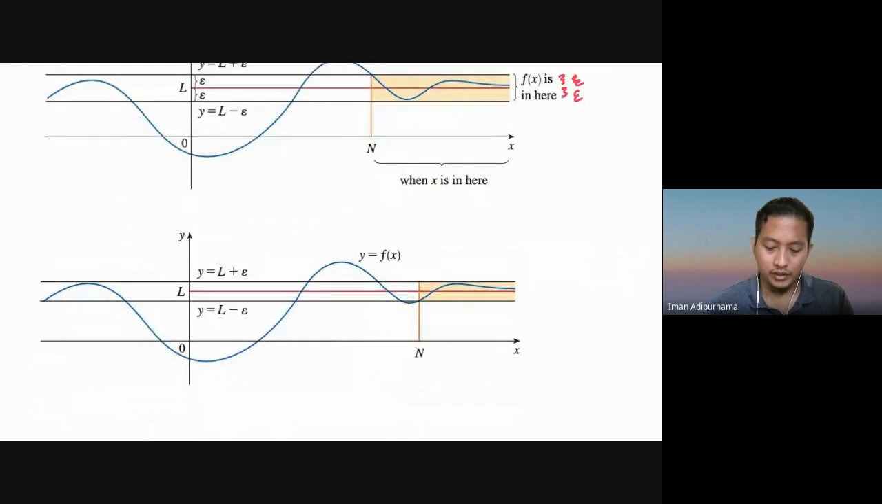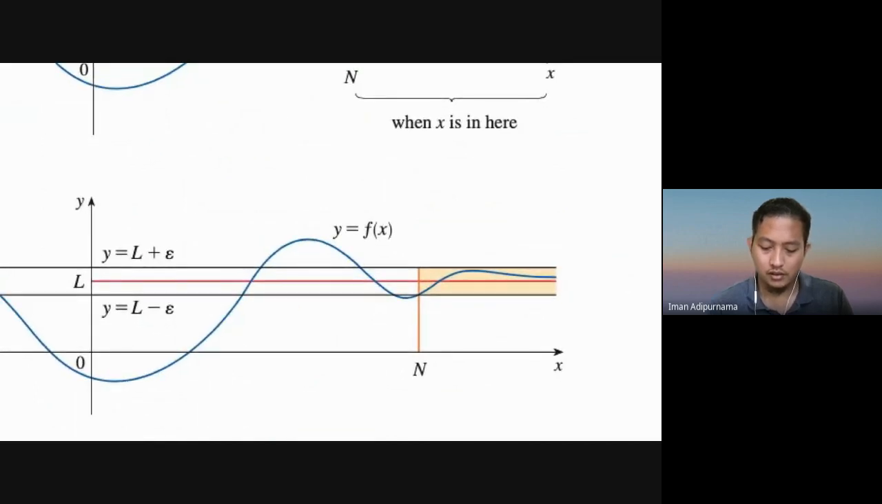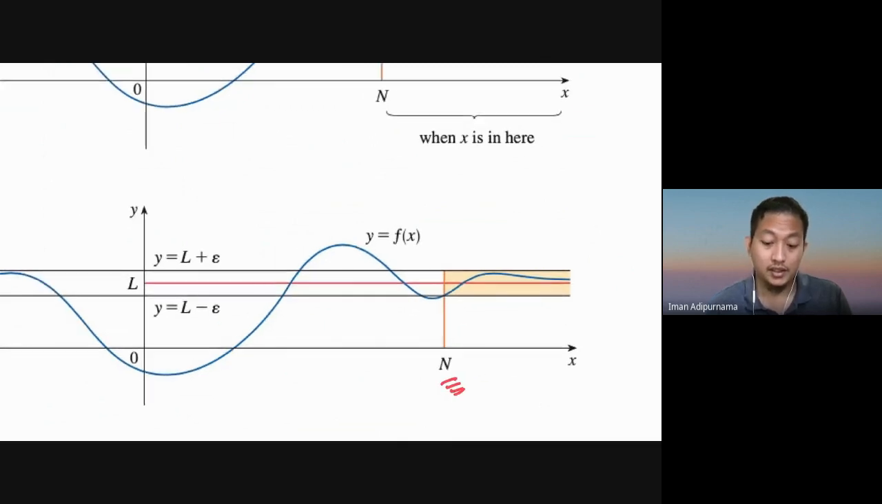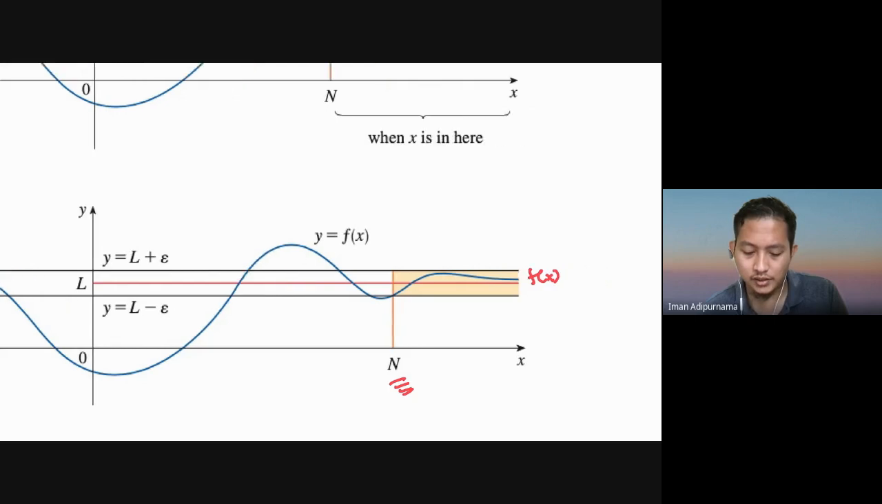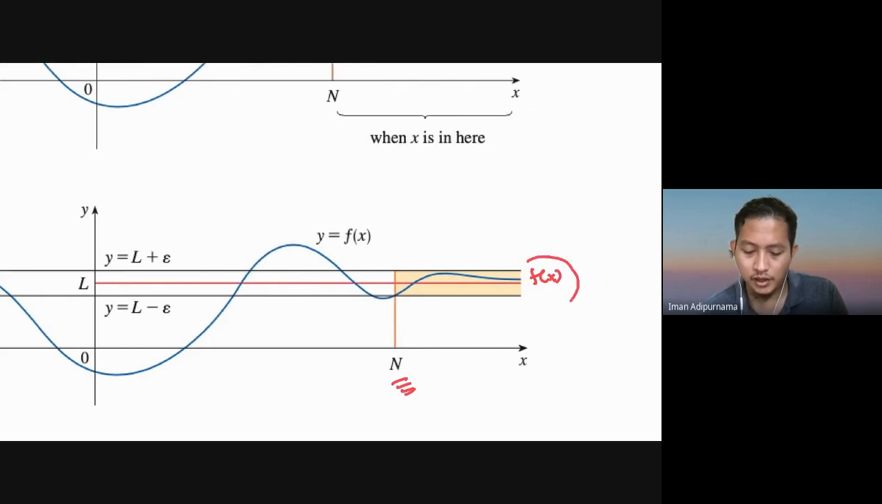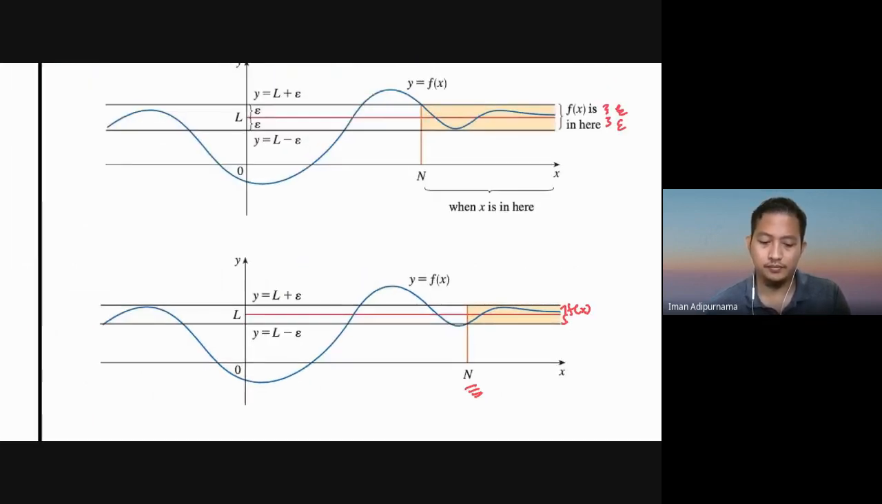And also, when you have the n here, when x is going to an infinite number, this is to say that f of x is always nearby this area here.